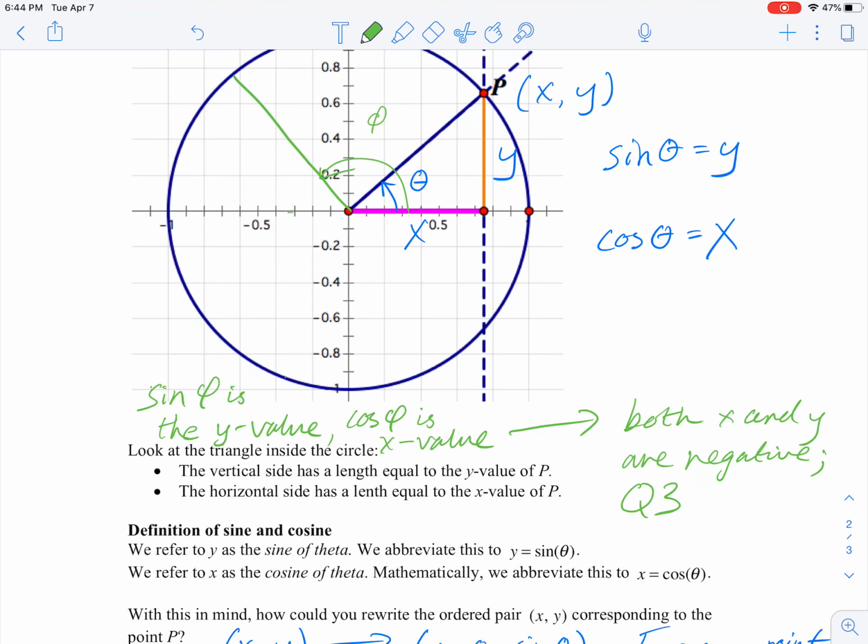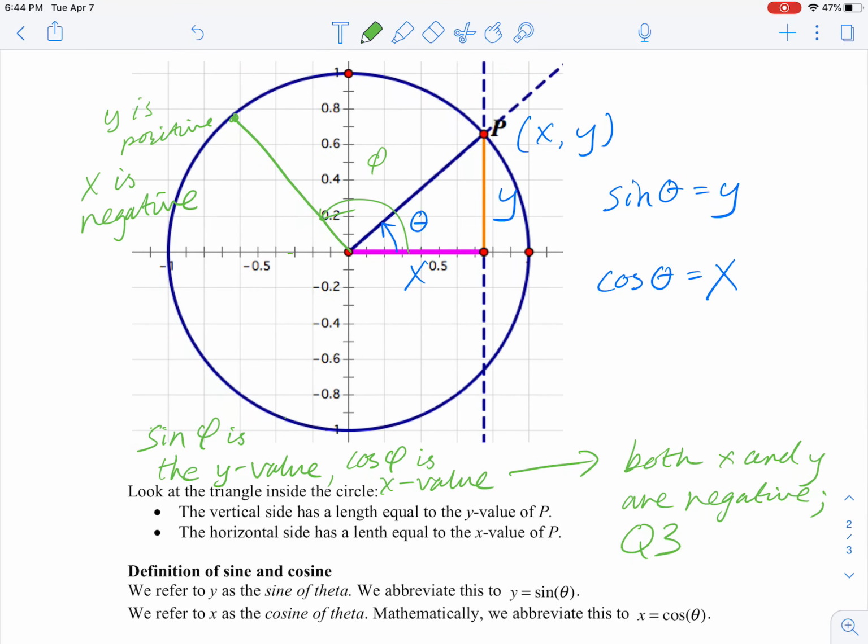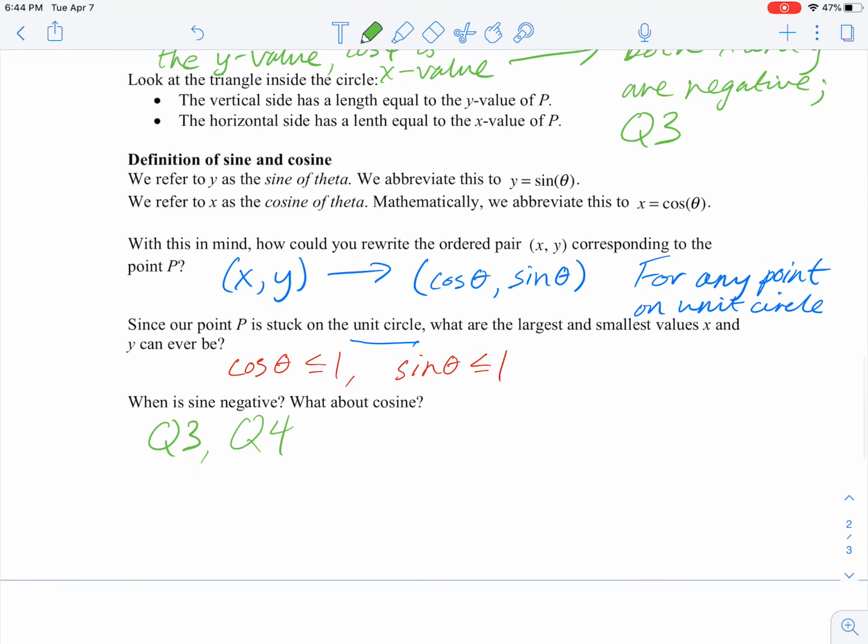Say that this was our angle phi. In this case, we're in quadrant 2. The y value, the sine, is going to be positive. And the x is negative. So the implication there is that for quadrants 2 and also, as we had earlier observed, quadrant 3, the cosine will be negative because that's where those x values are negative.